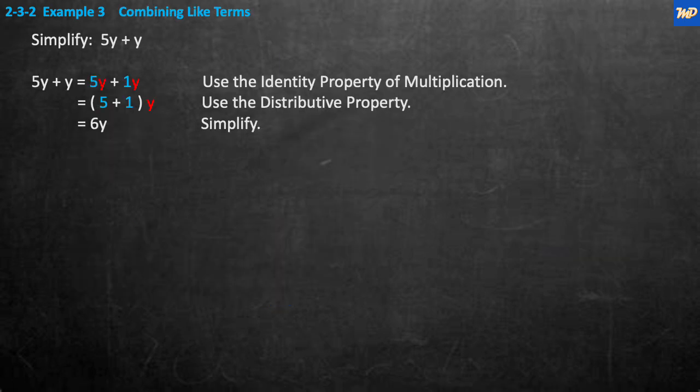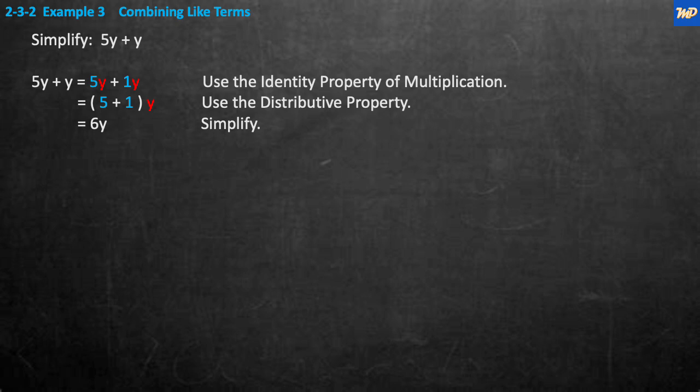Okay, so now we have an example combining like terms. It says simplify 5y plus y. So what do you think that's going to be? You know, we have 2 like terms here. It says add them, basically, right? 5 y's plus 1 y. It's like 5 apples plus another apple, 6 apples, right? But we're going to use the distributive property in here. We're going to take a look at it with the distributive property, and maybe even the identity property of multiplication.